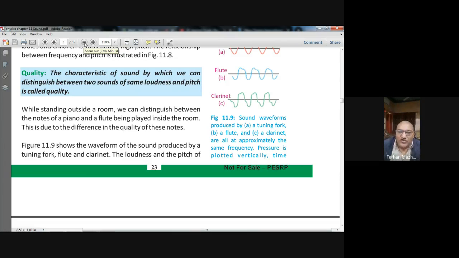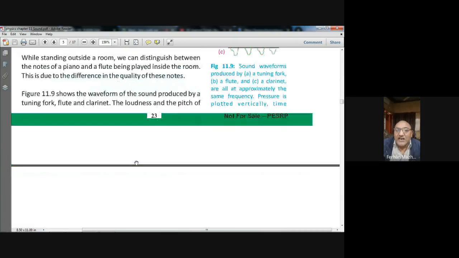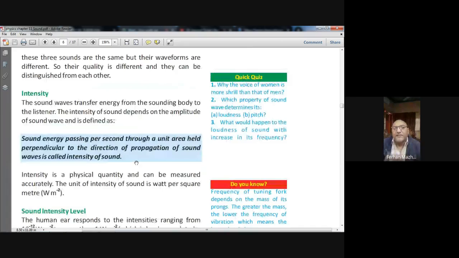Figure 11.9 shows the waveform of a sound produced by a tuning fork, flute, and clarinet. The loudness and the pitch of these three sounds are the same, but their waveforms are different. So their quality is different and they can be distinguished from each other.